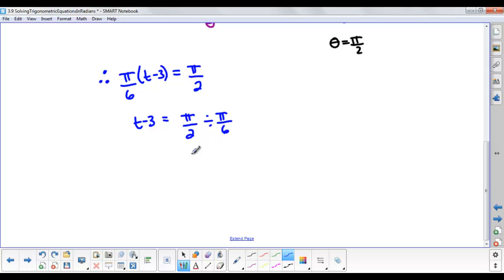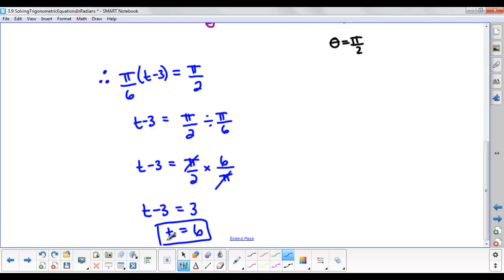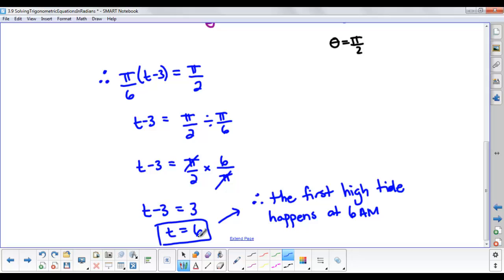Now remember, we can't divide fractions, so we need to flip and times. So pi by 2 times 6 over pi. Pi's cross out, and we're left with 6 over 2, which is just 3. And then finally, move this negative 3 to the other side, and that gives us a value of 6. So that tells us that the first high tide happens at 6 a.m.